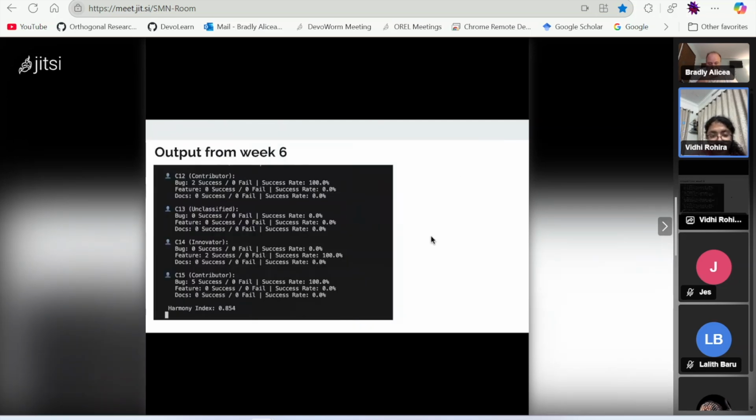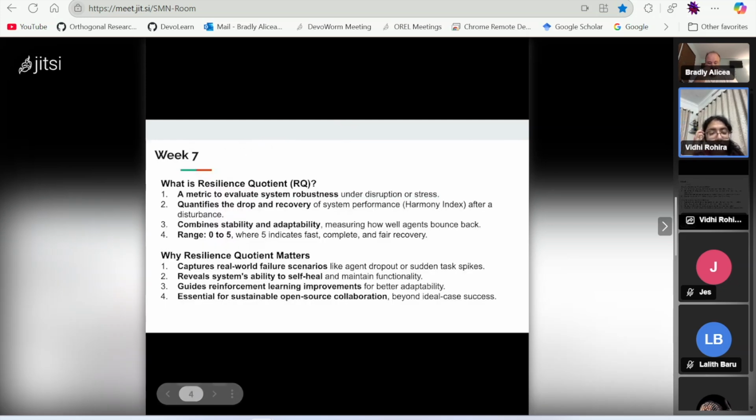So these were the outputs from week 6, where after every step we had the harmony index calculated using the formula from the paper that I had referred to. Now in week 7, as I mentioned, I have implemented the resilience quotient. Basically the resilience quotient is a metric to evaluate the system robustness, or it quantifies the drop or the recovery of a system. It ranges from 0 to 5.